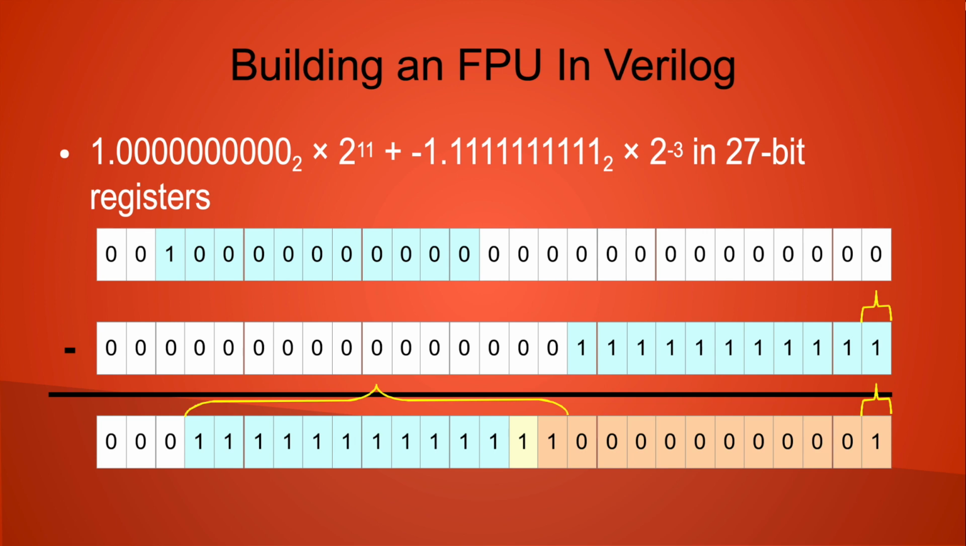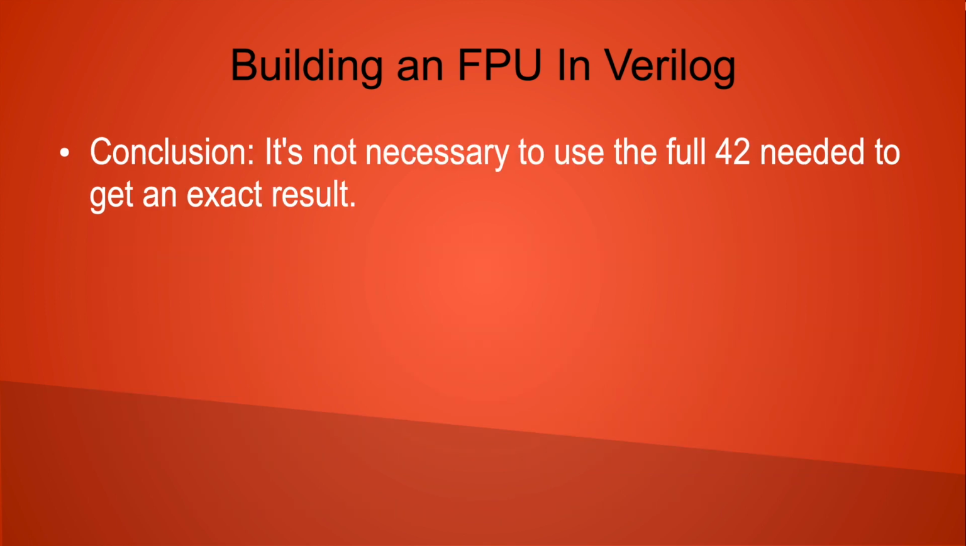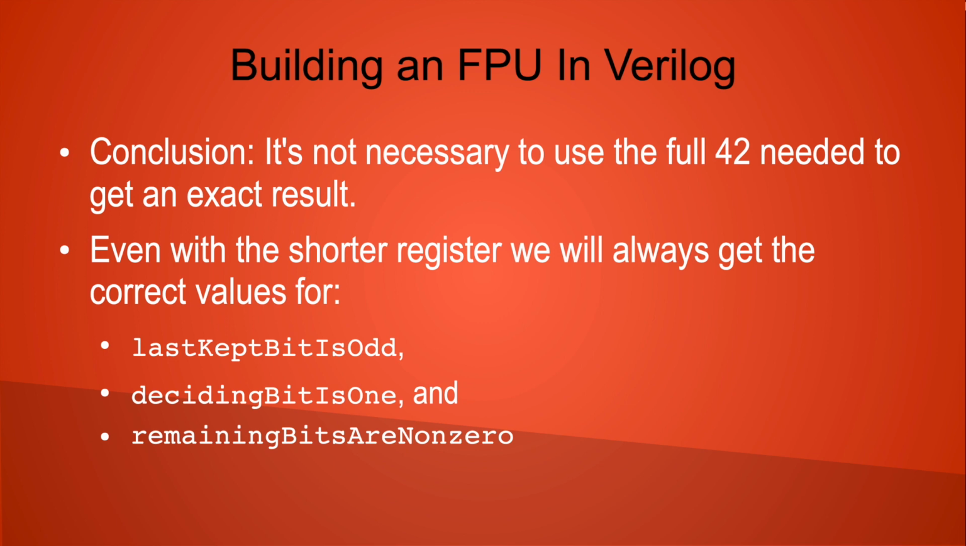With the additional bit, the registers would have these values. You should be able to see that from this point onward, the most significant bit of Y bar will always be 1, and the remainder of Y bar will never be 0. This should make clear why I claim it's not necessary to have the significand register be 42 bits wide, because even though Y bar may not be exact because we're using the shorter register size, the shorter register size will produce the correct values for last kept bit is odd, deciding bit is 1, and remaining bits are non-zero.